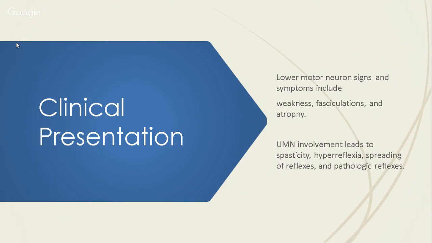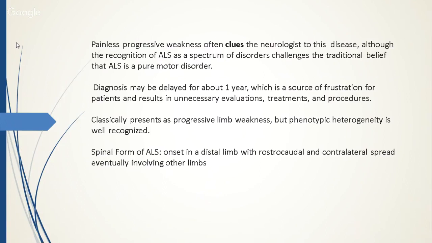So in general, the clinical presentation of ALS is really well known: upper motor neuron involvement and lower motor neuron involvement. The lower motor neuron signs include weakness, fasciculations, and atrophy. Upper motor neurons mostly involve spasticity, hyperreflexia, and pathological reflexes. When looking at the clinical picture of ALS, often the main clue is that there is no sensory affection, as well as it's a painless disease.